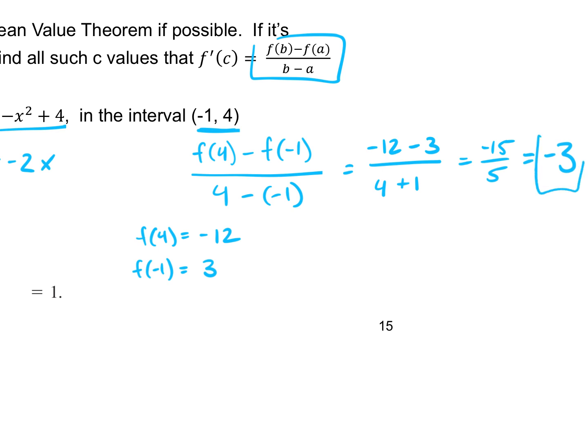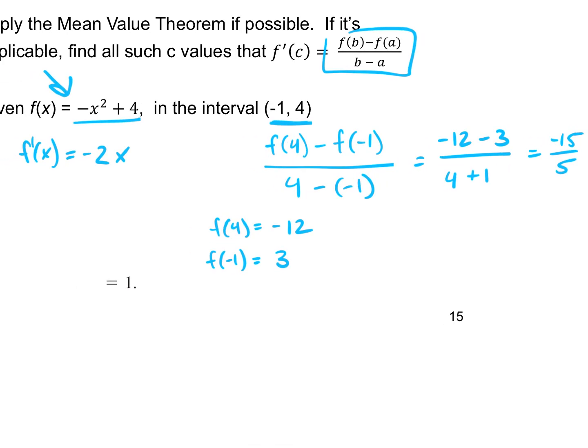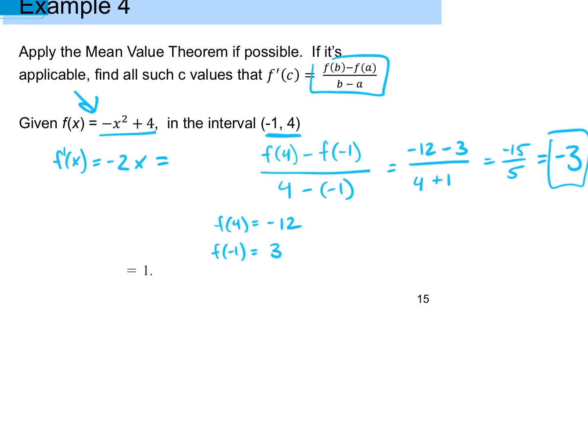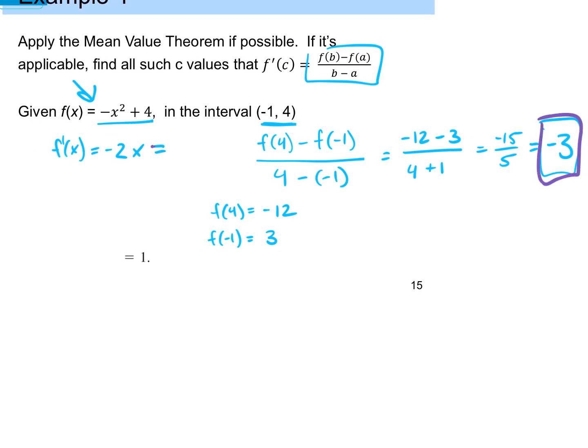So this is the slope of our secant line. We need to set our tangent line slope equal to this slope. So our slope was -3. We're going to set our derivative equal to -3 and then solve for x.